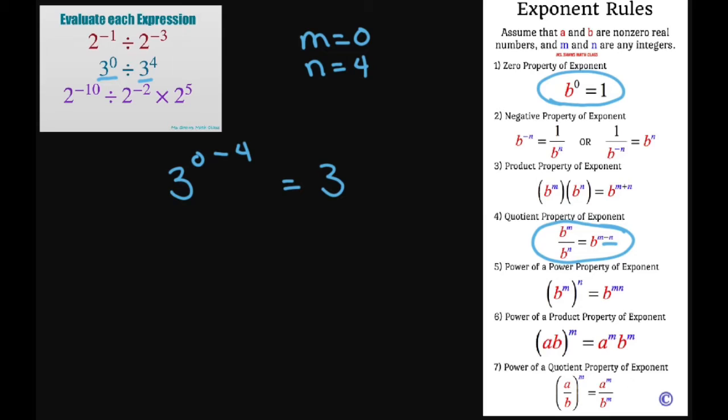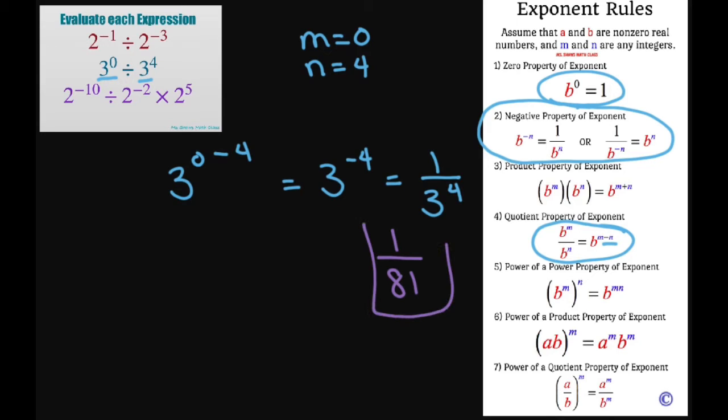This gives us 3 to the power of -4, and then we're going to use our negative property of exponents and rewrite it as 1 divided by 3 to the power of 4. And this is going to equal 1 divided by 81. Okay, so we found that value.